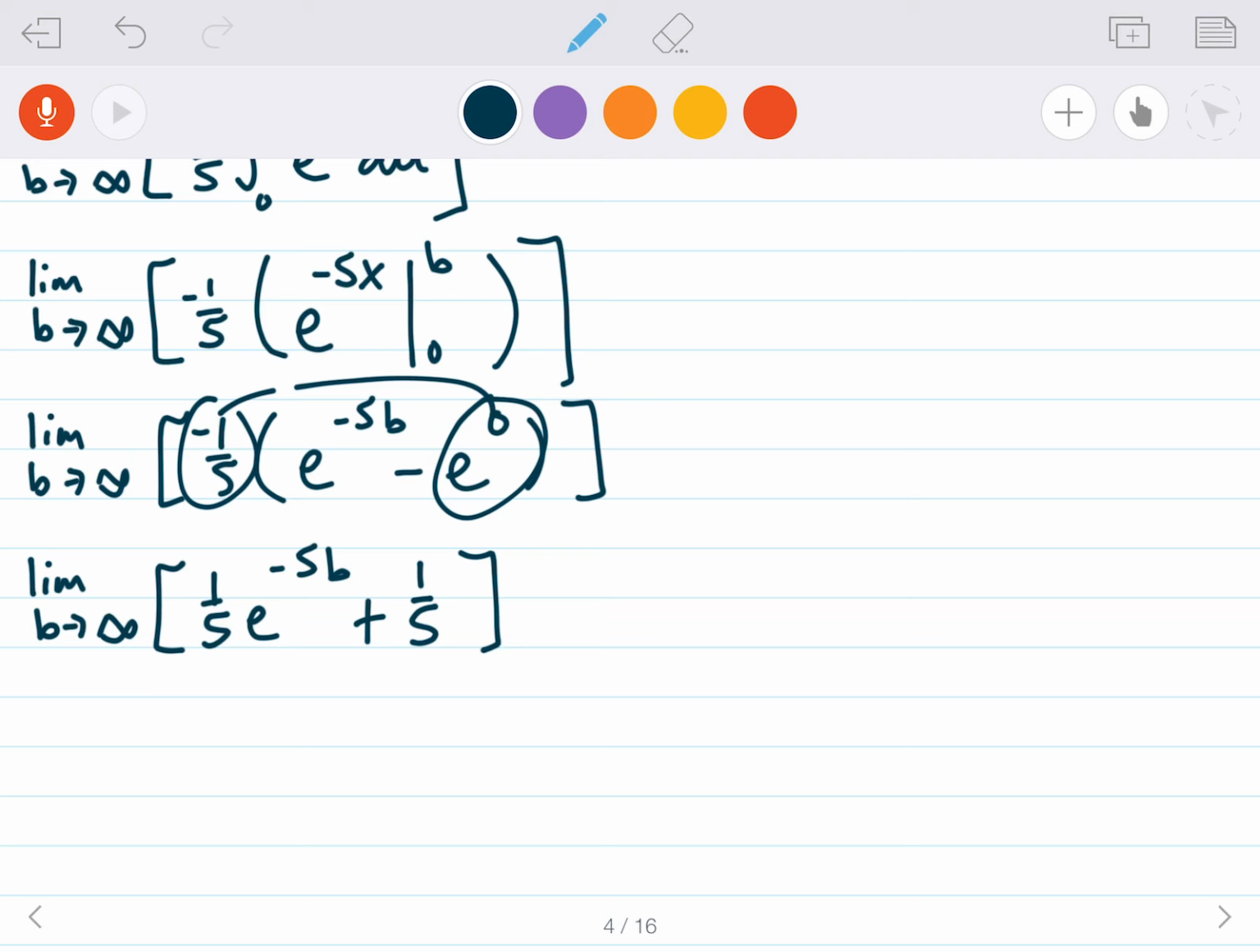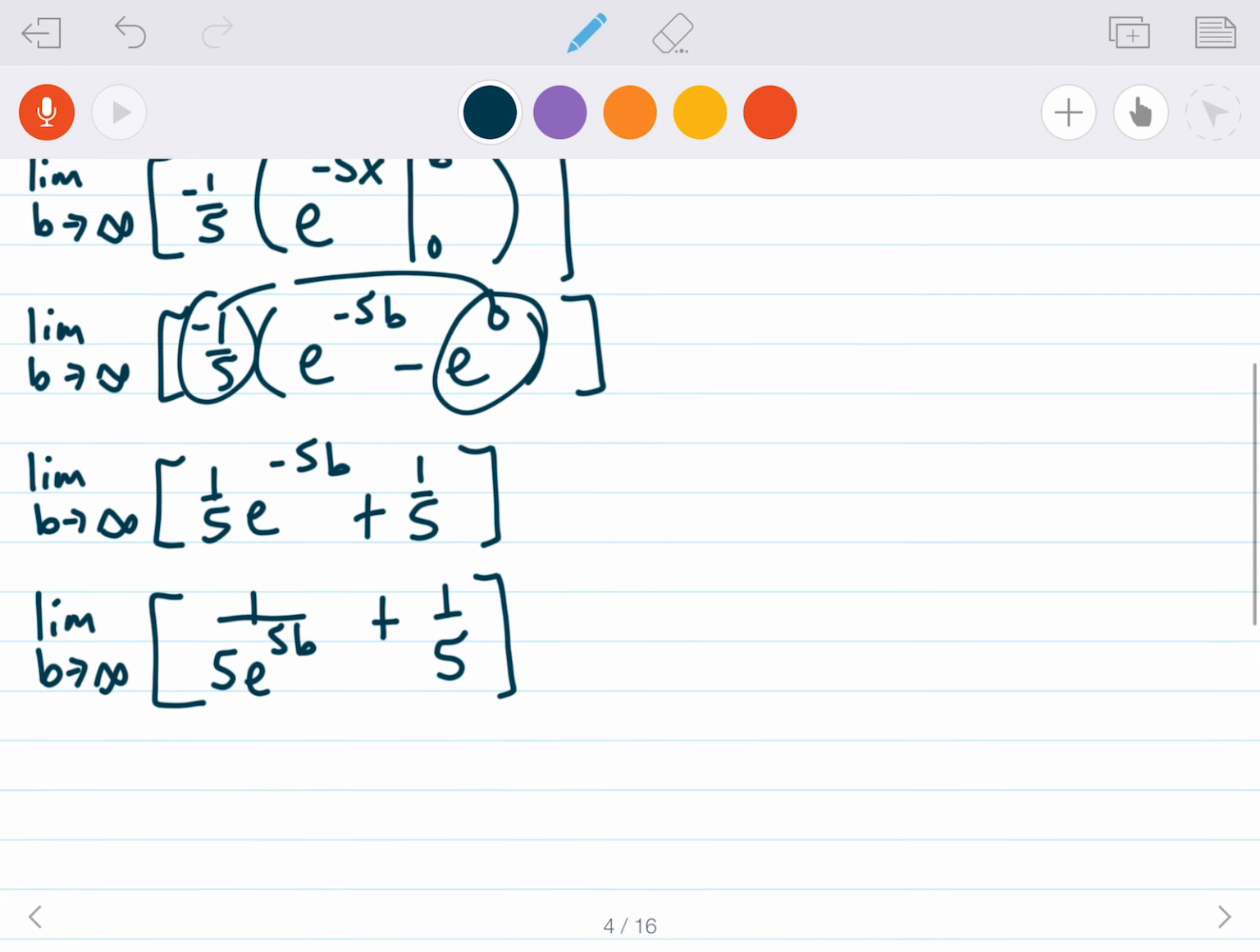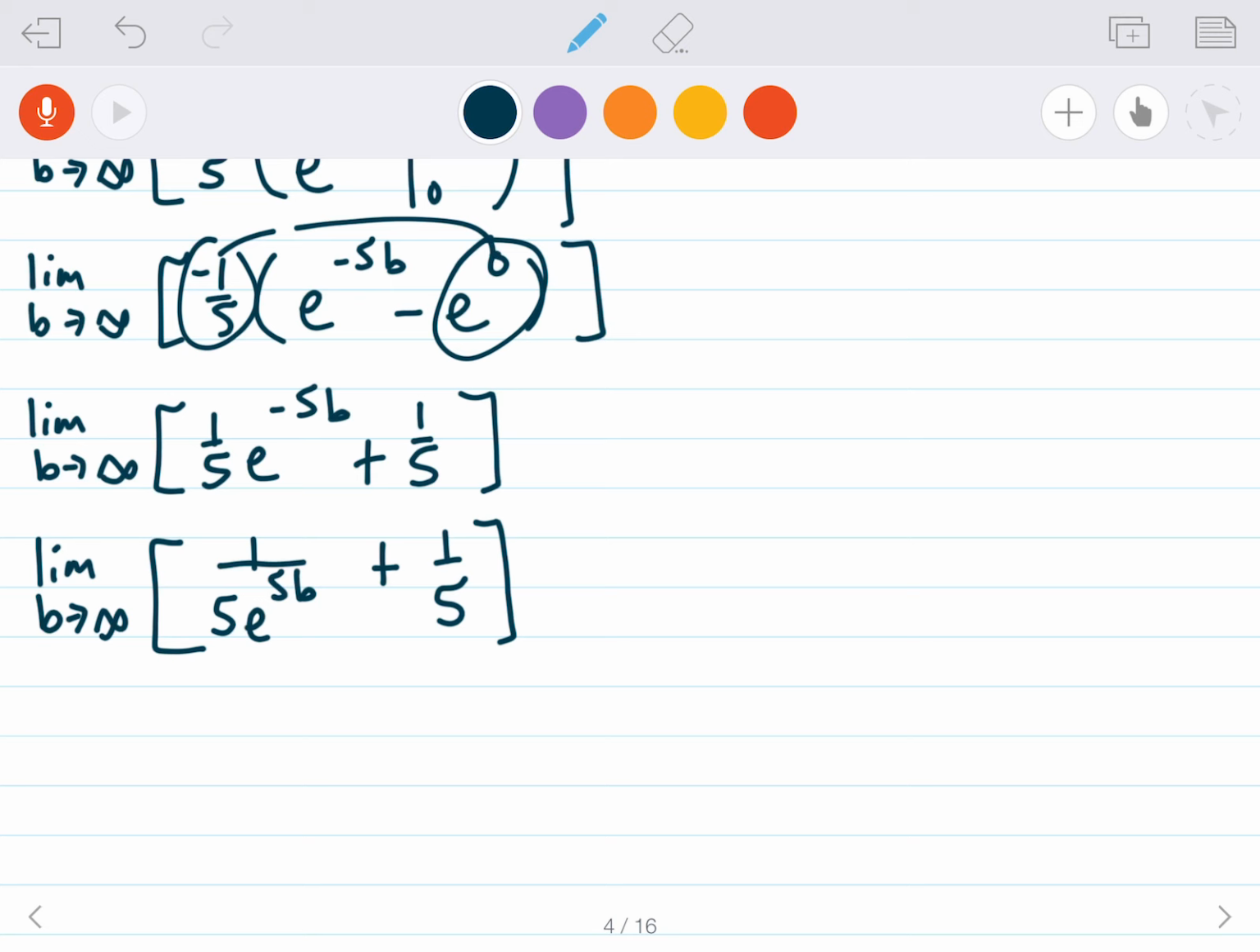And at this point, what I can do is put this in the denominator in the following way. So this is going to be 1 over 5e to the 5b plus 1/5. And at this point, I can go ahead and put that infinity in to give me 1 over 5e to the 5 times infinity plus 1 over 5.